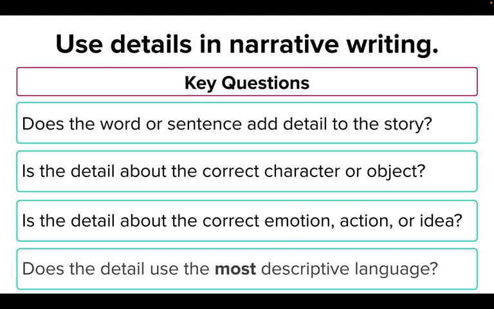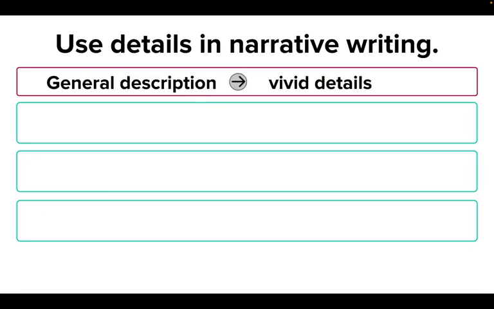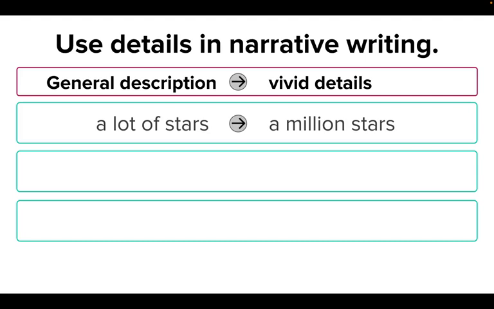Let's look at some examples of general details versus vivid details. Remember, a vivid detail is more specific than a general description or detail. A vivid detail helps the reader imagine the events, objects, or people in the story. Look at the first example. A lot of stars versus a million stars. A million stars would be a lot of stars, but it's more specific.